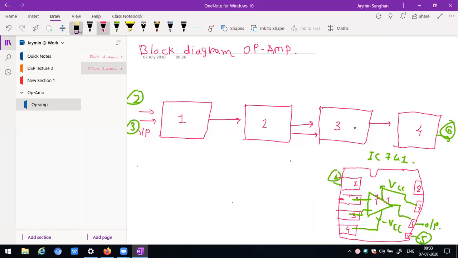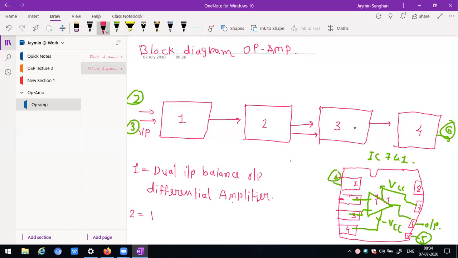One means what? Dual input, balance output, differential amplifier. Second, dual input, unbalanced output, differential amplifier.